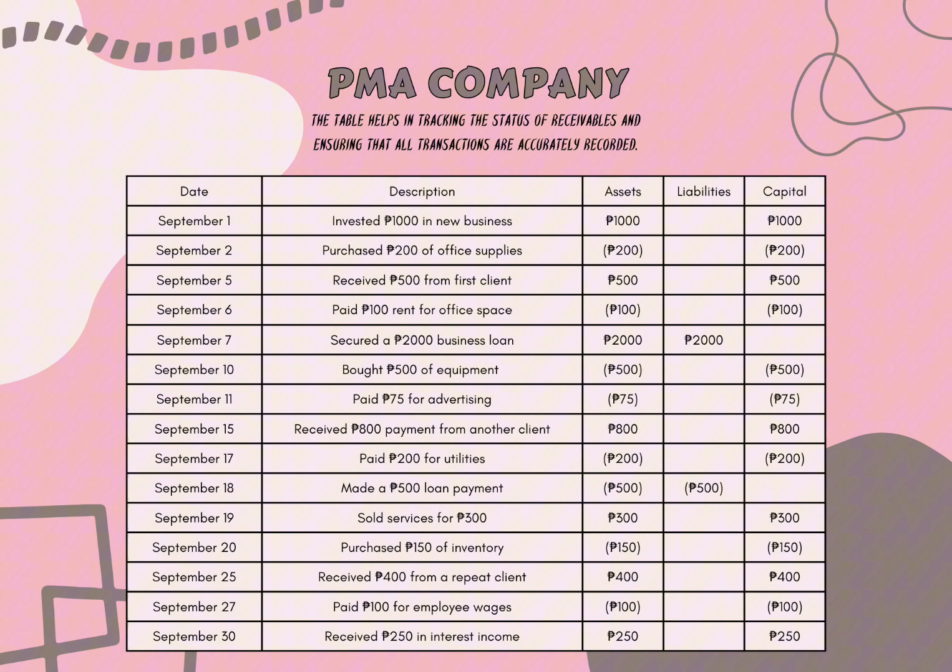receiving 400 pesos from a repeat client increased both assets and capital by 400 pesos. Paying 100 pesos in employee wages decreased assets and capital by 100 pesos on September 27. On September 30, receiving 250 pesos in interest income increased both assets and capital by 250 pesos. That is all for our 15 examples of the transactions.